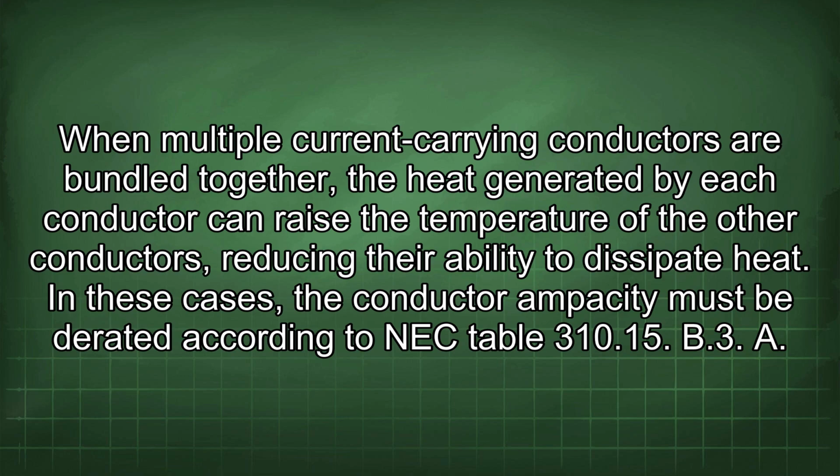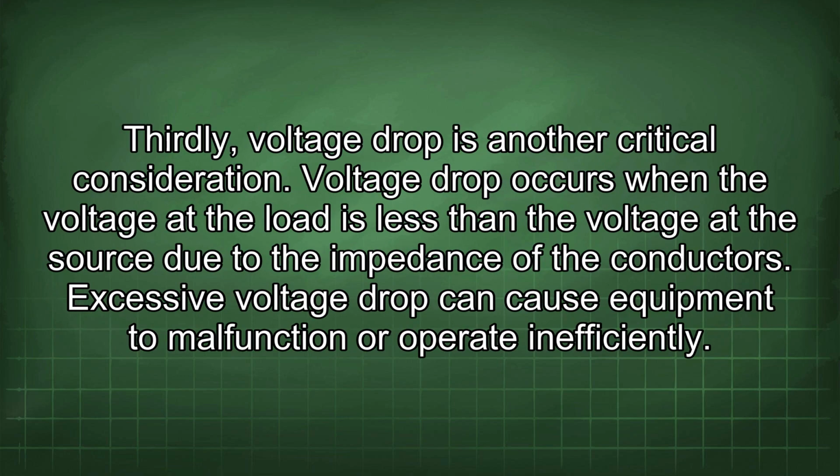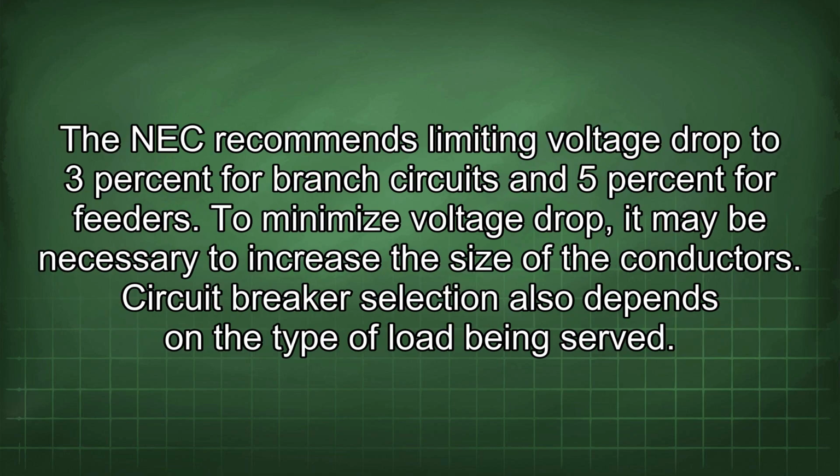Thirdly, voltage drop is another critical consideration. Voltage drop occurs when the voltage at the load is less than the voltage at the source due to the impedance of the conductors. Excessive voltage drop can cause equipment to malfunction or operate inefficiently. The NEC recommends limiting voltage drop to 3% for branch circuits and 5% for feeders. To minimize voltage drop, it may be necessary to increase the size of the conductors.